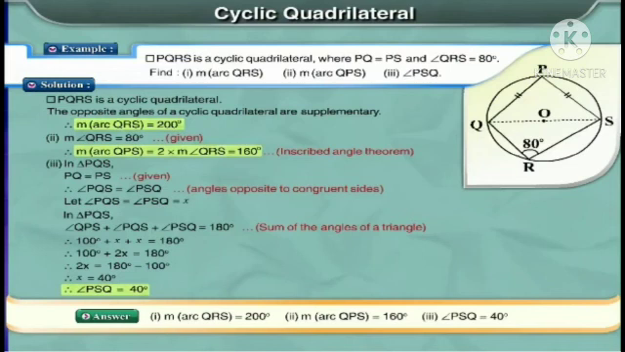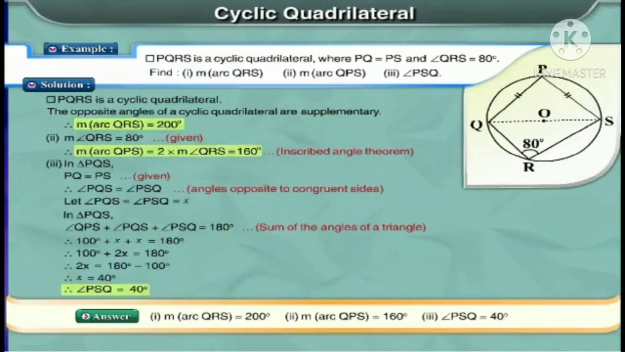Now let's see the solution. Since quadrilateral PQRS is cyclic, therefore the opposite angles of a cyclic quadrilateral are supplementary. Therefore measure of arc QRS is equal to 200 degrees. Now since measure of angle QRS is equal to 80 degrees, this is given, therefore measure of arc QPS is equal to 2 times measure of angle QRS, which is equal to 2 into 80, which is equal to 160 degrees by inscribed angle theorem.